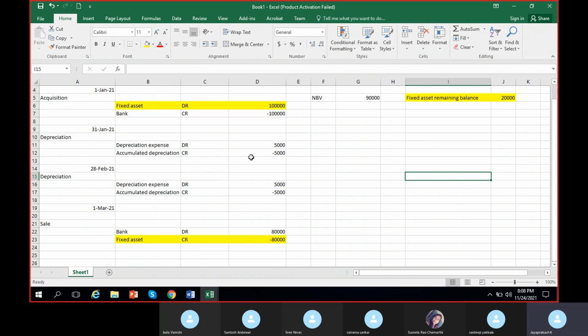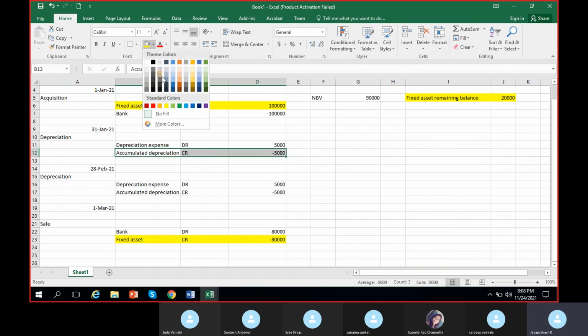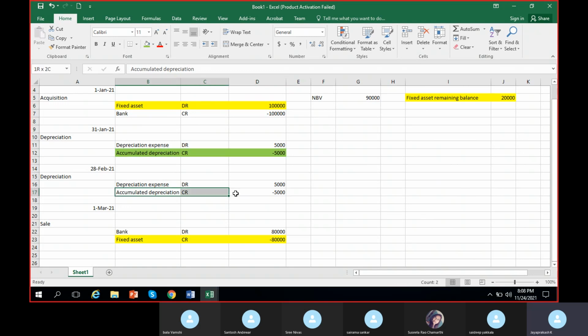So we have this accumulated depreciation account like 5,000 and 5,000. So let me paint it in another color like in this green. Accumulated depreciation is also a balance sheet account. See, you are selling the fixed asset. At the time of sale of fixed asset, whatever accumulated depreciation that you have calculated until then will get reversed entirely. So that's the correct practice that normally businesses follow.